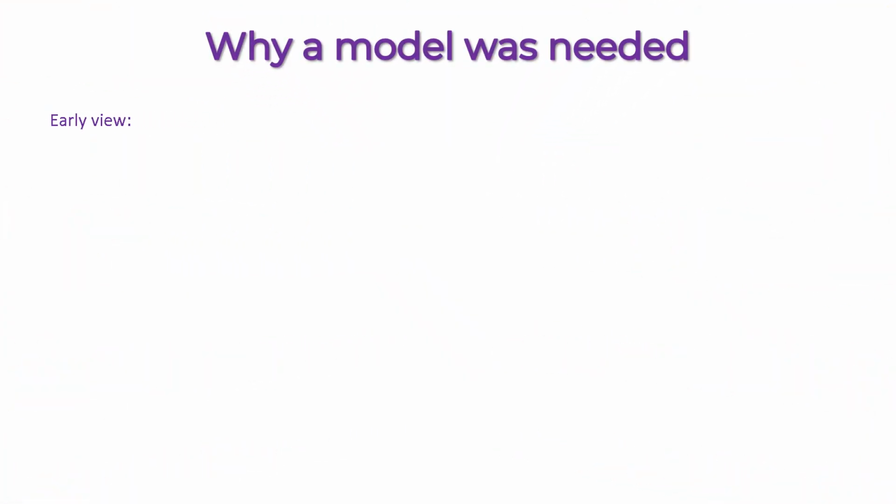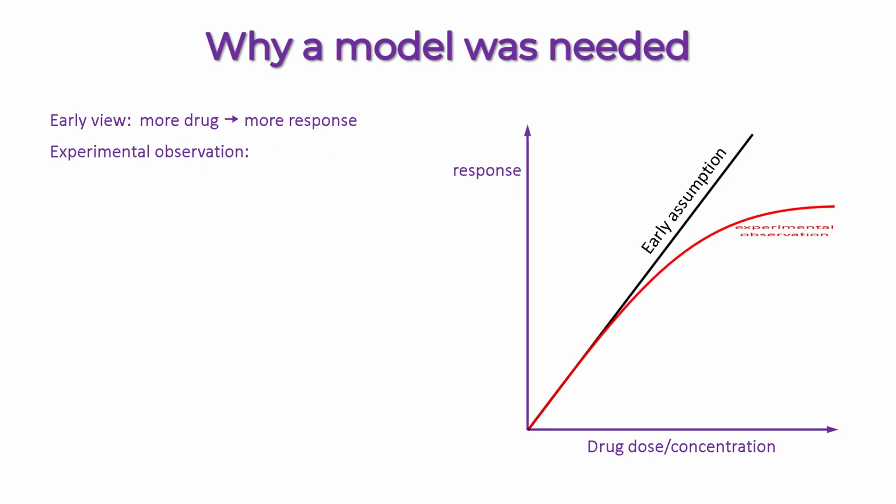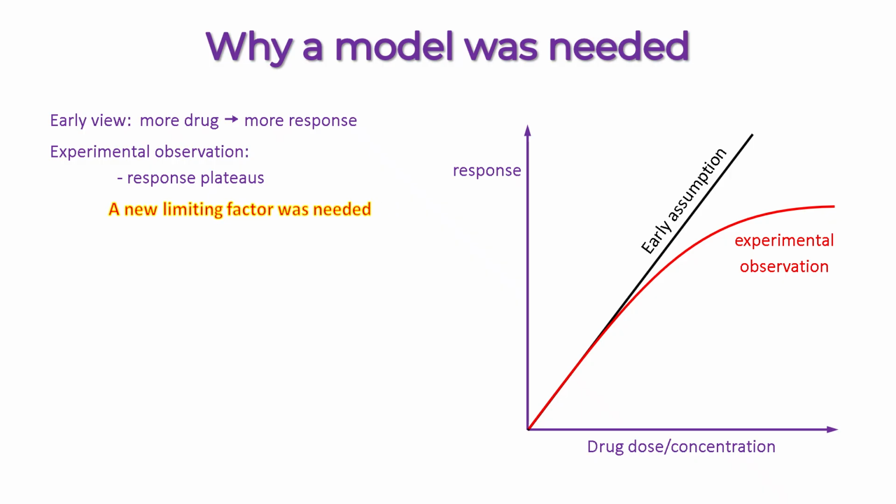Originally, drug action was understood in very simple terms. Giving more drug was expected to produce more effect, and the relationship was assumed to be essentially linear. However, careful dose-response experiments showed that this was not the case. At higher doses, the response reached a maximum and stopped increasing. This observation forced a change in thinking. If increasing the dose no longer increased the effect, then something in the system had to be finite and saturable.